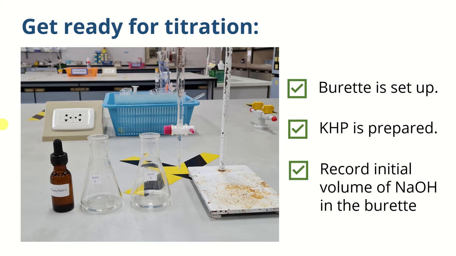Okay, now we are ready for titration. We have our sample KHP. We have the burette set up, so check. KHP is prepared. You record your initial volume of sodium hydroxide in the burette. In this video, we start at 0.0, but you don't need to start at 0.0. You can start at any point as long as you have enough titrant in your burette.